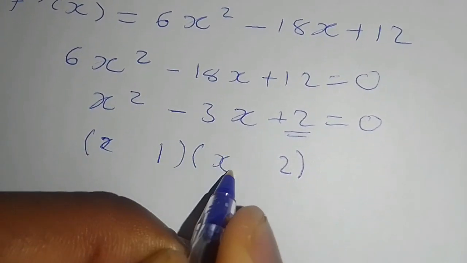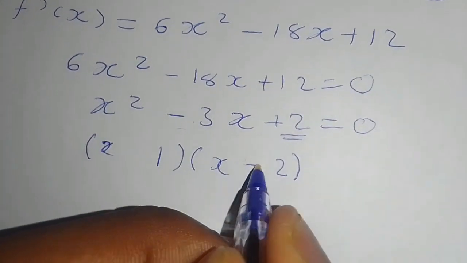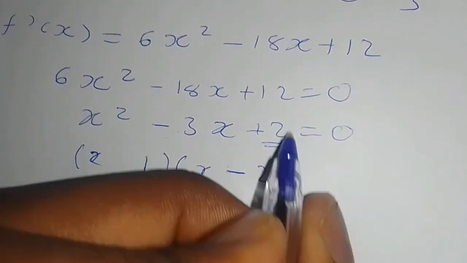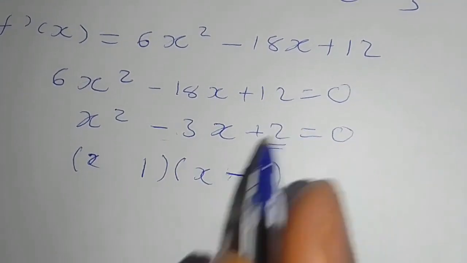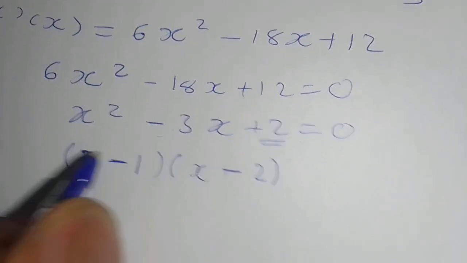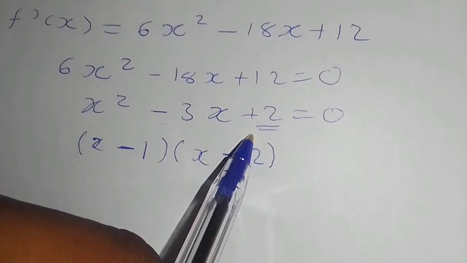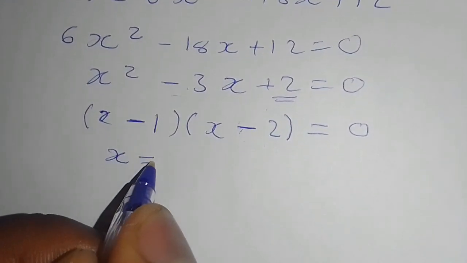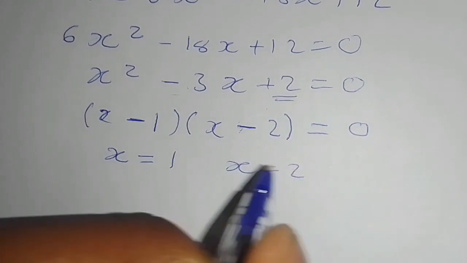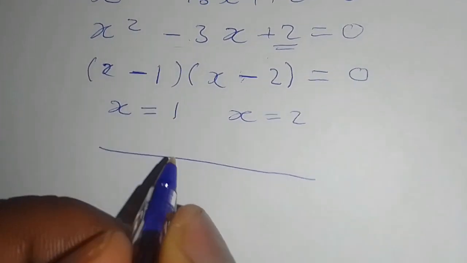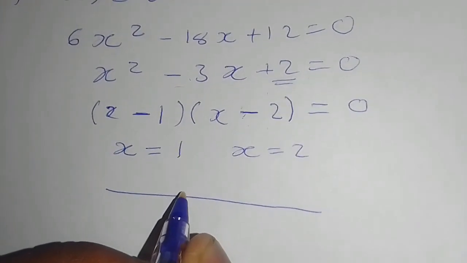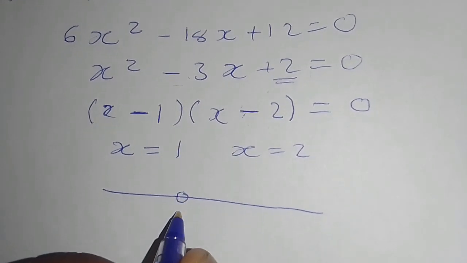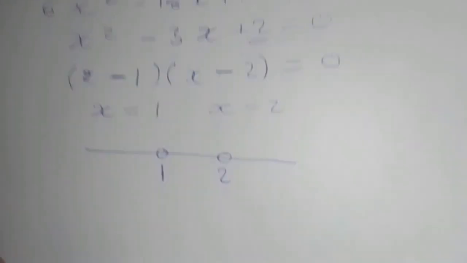So you have x and x. The bigger number will take the middle term, and so you have a negative. Notice that the constant here is positive, so you need 2 negative numbers that will multiply to a positive. So those are the factors of that. And so we end up with x equals 1 and x equals 2. Those are our critical numbers. This is where the derivative equals 0. So now we have 1 and 2. That's where the slope is 0.